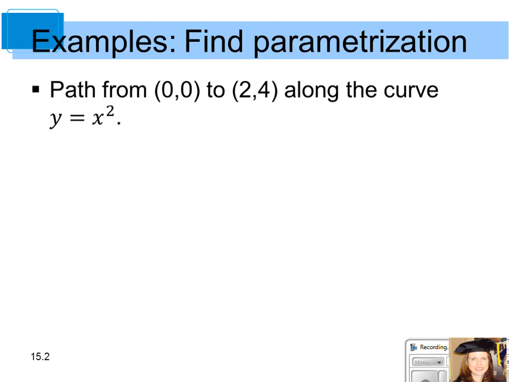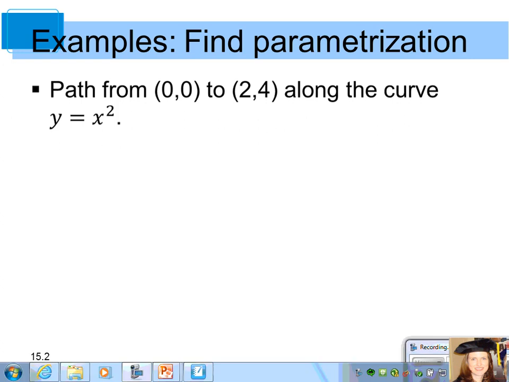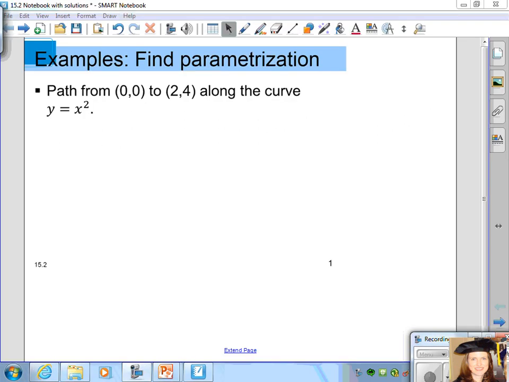In this example, we want to find a parametrization from the point 0, 0 to the point 2, 4 along the curve y is equal to x squared. This is a path in the plane, so our parametrization is going to have an i and a j component. You can try this one on your own, pause the video, and then come back and check your work. I'm going to begin by sketching the path.